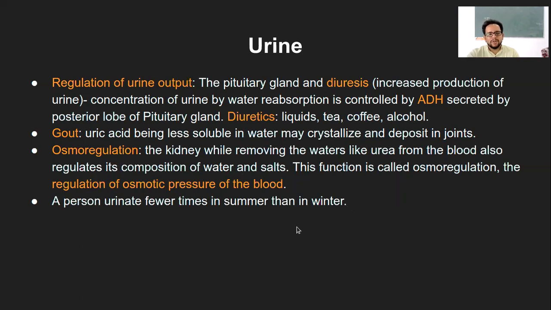Like I showed you in this diagram, the capillary network is very close to the nephron, and they keep on exchanging. Whatever is not required will go into the urine, whatever is required will stay back in the blood. Also the maintenance of pH as well as the electrolyte balance is done by this nephron structure, and that particular regulation of osmotic pressure in the blood is called osmoregulation.